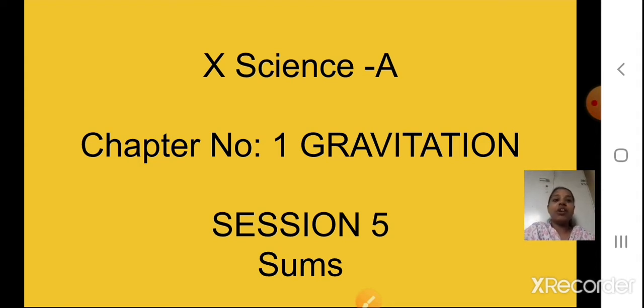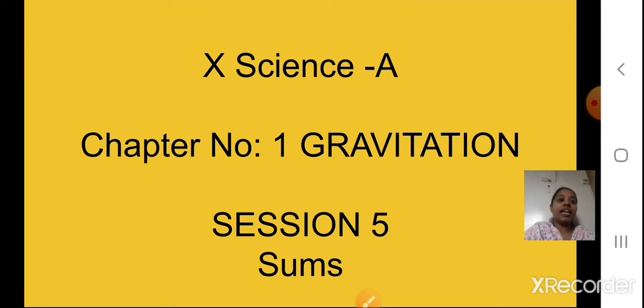So we were doing lesson number 1, that is gravitation. This is our session 5. We have completed the lesson. We are going to start with the sums. I hope you remember in session 3 we have done sum number A and C. So leaving those sums we will continue.